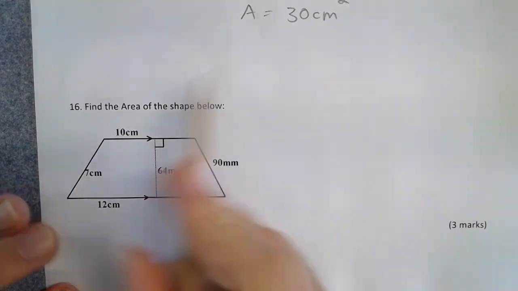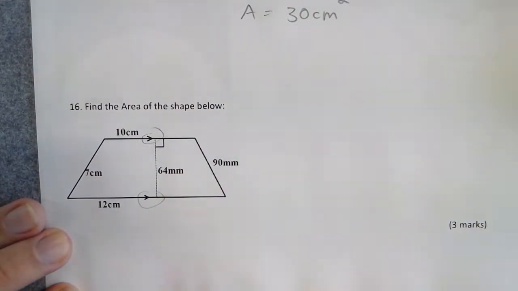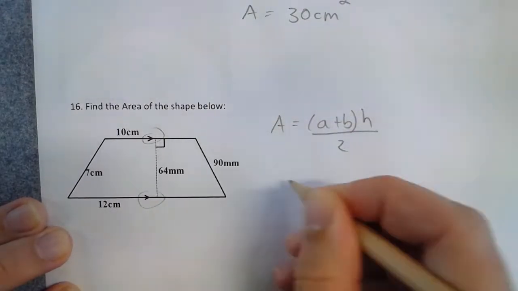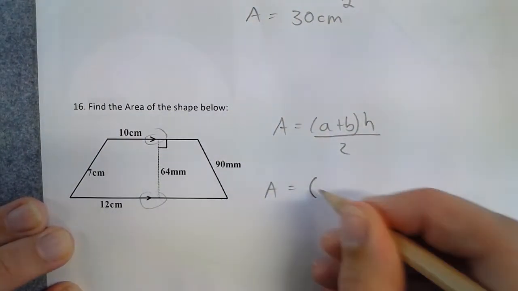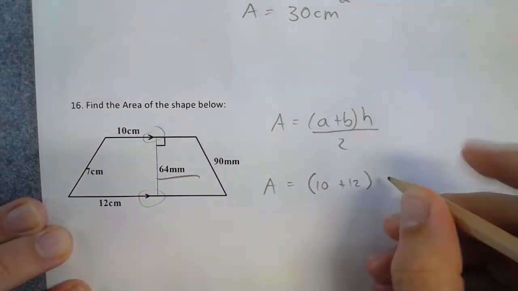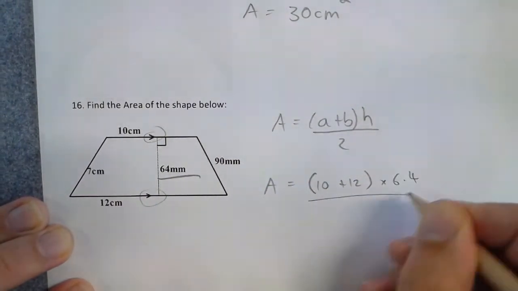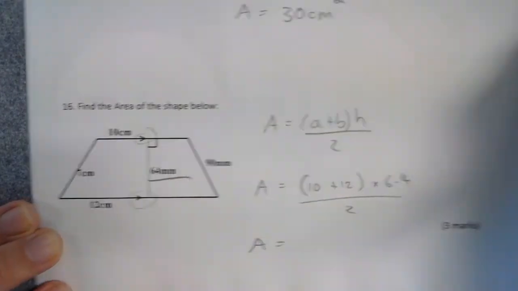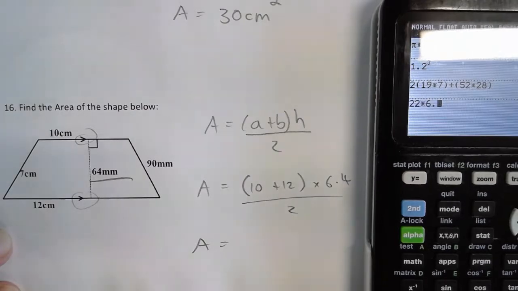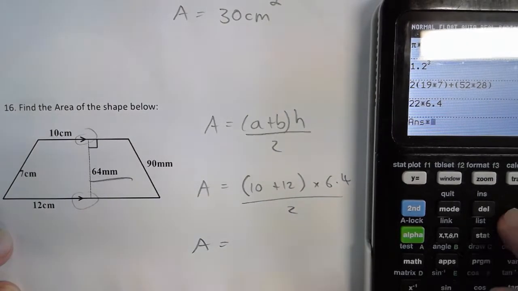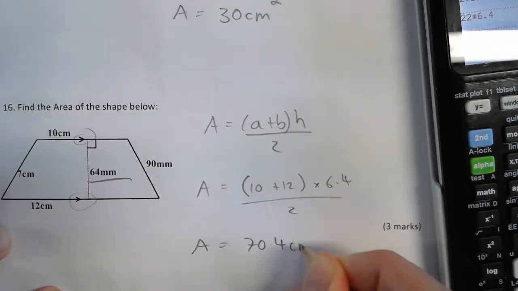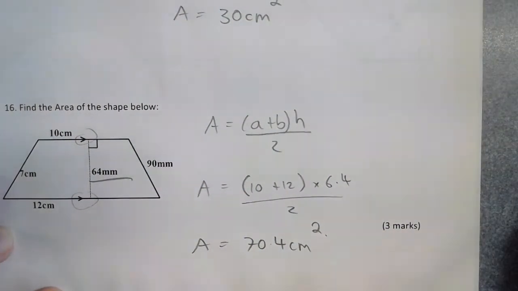Well, this is a trapezium because you've got 2 parallel sides. So the area of a trapezium is the parallel sides times the height divided by 2. Parallel sides are 10 and 12. The height, make sure we use the same units, is 6.4 centimetres. We type that into our calculator. So 10 plus 12 is 22, times by the 6.4, divided by 2, gives us an area of 70.4 squared centimetres, because it's an area.